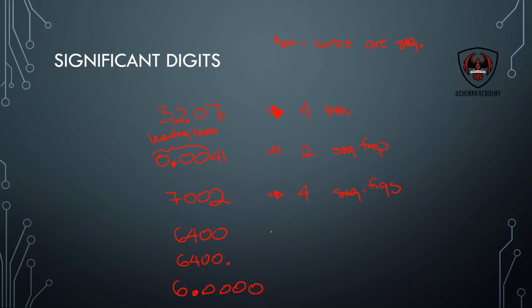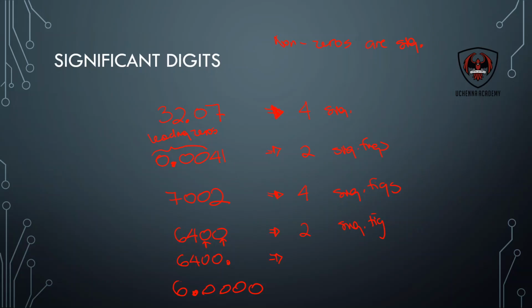The next 2 are kind of tricky, and I'm just highlighting the fact that one of them has a decimal, the other one doesn't. If there's no decimal, as in the first case, 6,400, you don't really know if that's been rounded. You don't know if the person rounded to 6,400, was it maybe 6,399 and they just rounded up, or did they actually measure each one of these zeros? You don't know. So we assume that they didn't. You assume that they rounded, and you say there are only 2 significant digits or figures.